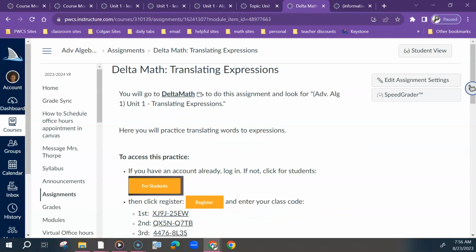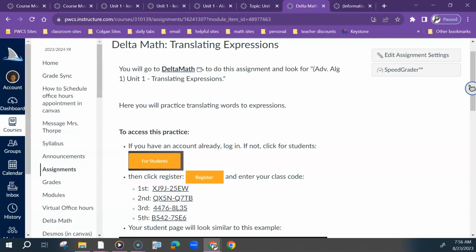Your homework will always be on Delta Math. So after every lesson, you'll have a Delta Math assignment. It's informative. It doesn't affect your grade, but it does go into the grade book, so it can be seen if you didn't do it. So make sure you are doing that. Again, if you did not join this, you'll need to do that.